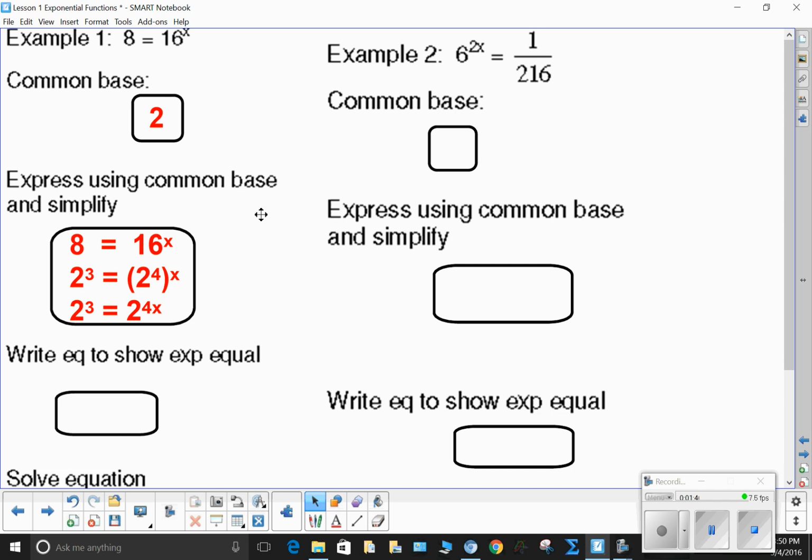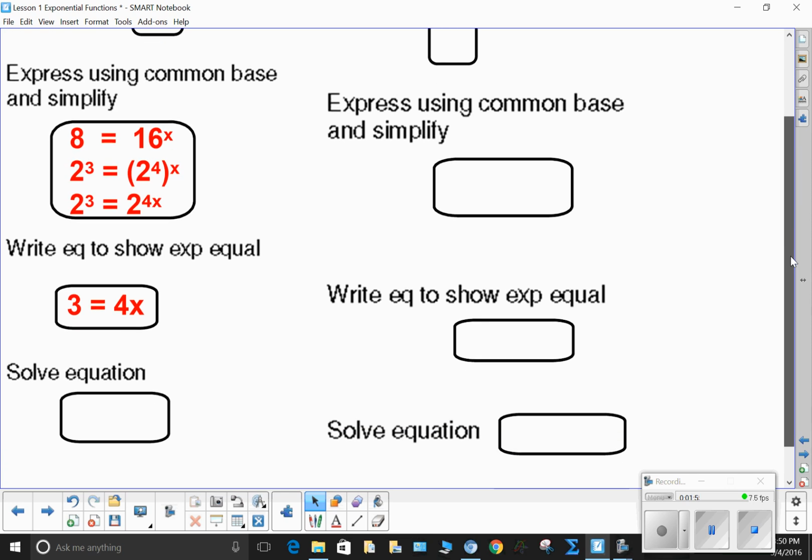Now that I have 2 cubed is equal to 2 to the 4x, since the bases are the same, I can simply set the exponents equal to one another. That means I have 3 is equal to 4x. Solving that equation is simple. X is equal to 3/4.